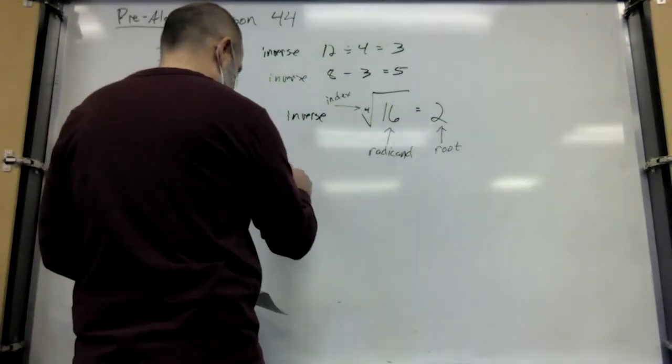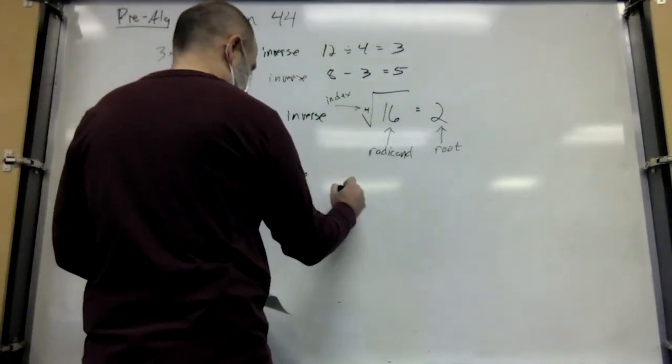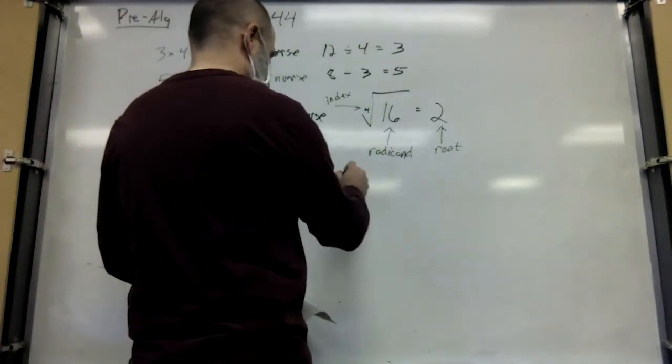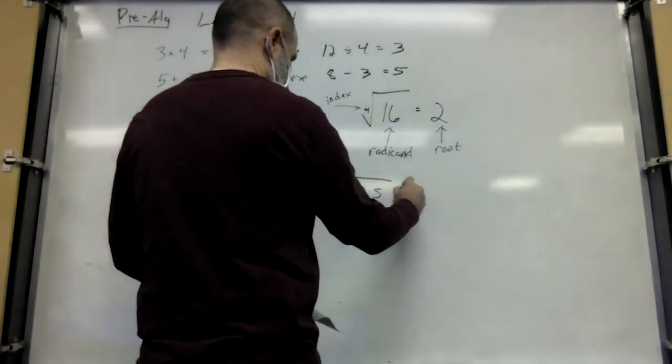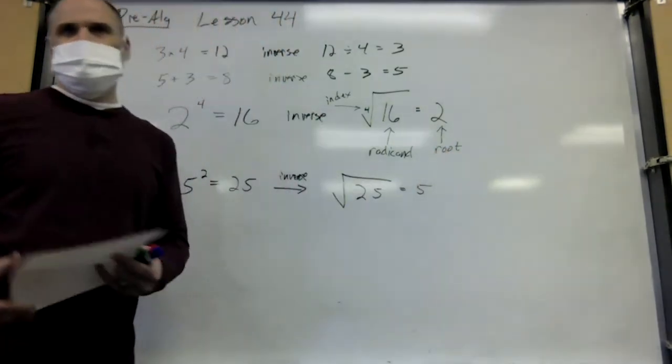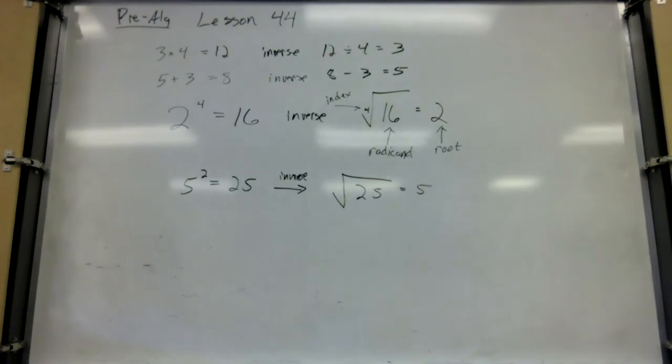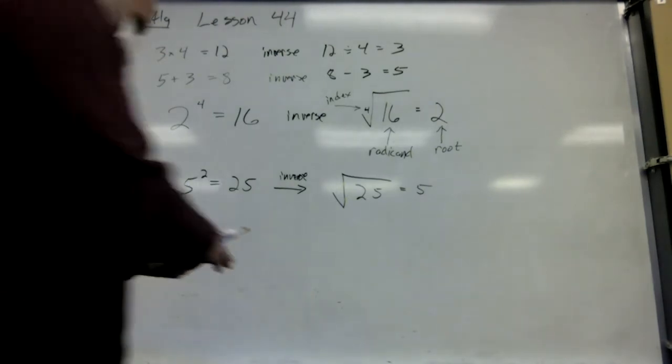And then what's the inverse of that? How do you get from 25 back down to 5? You square root it, right? What about circle root? Can't do that. Okay, so see how we did the inverse operation of squaring something, or taking something to the second power, and we go backwards.